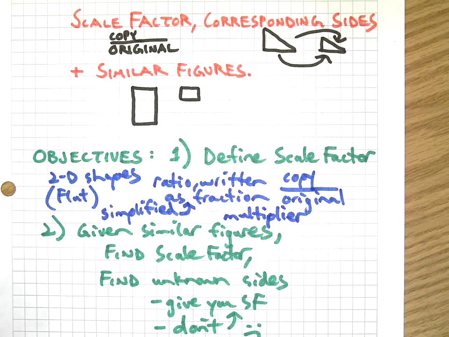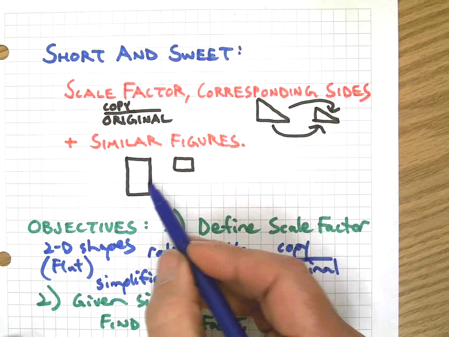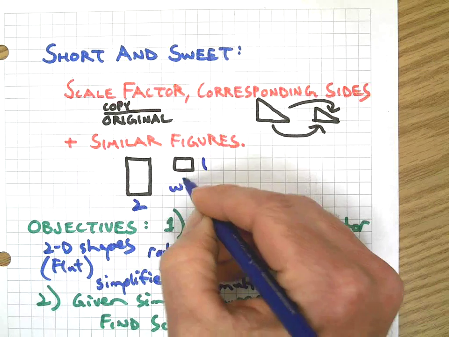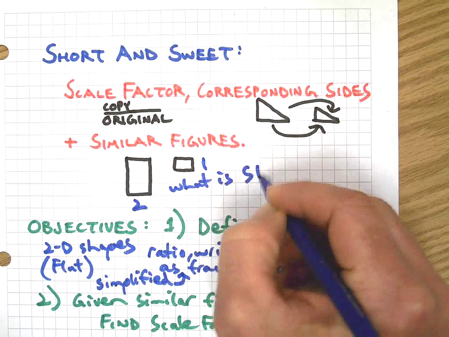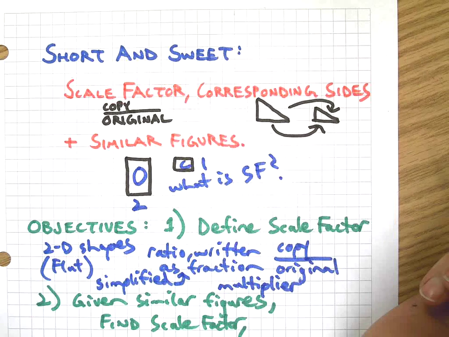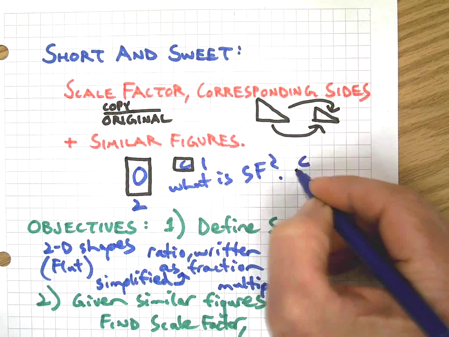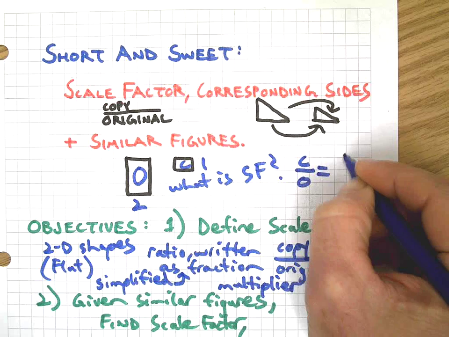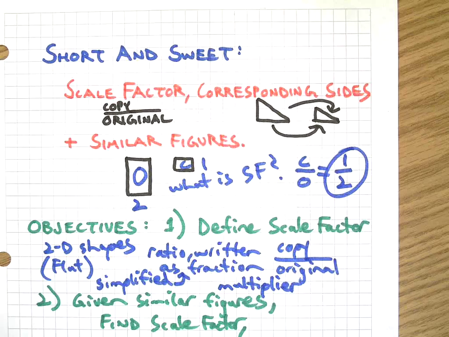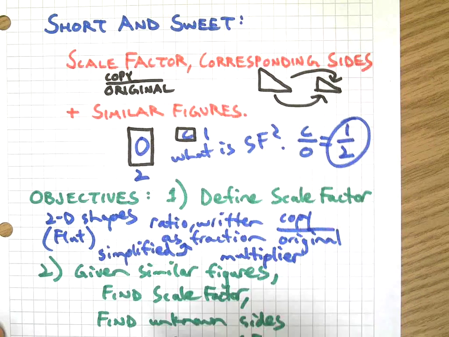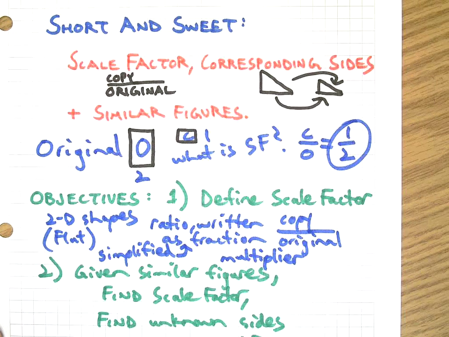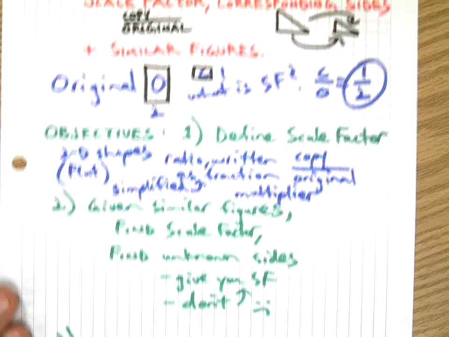Okay? So, for example, up here, if I have, this is 2 and that's 1, and I say, what is the scale factor? What's the multiplier? If this is the original and that's the copy, well, it's quite simple. Copy goes on top of the original, right? So, copy was 1, original was 2, scale factor is 1/2. That is how it works. You need to know what the original is and the copy, okay? Or else you only have a 50% chance of getting it right.